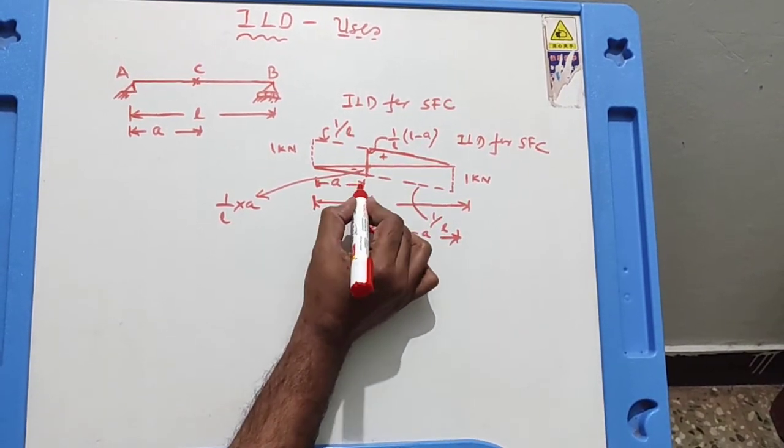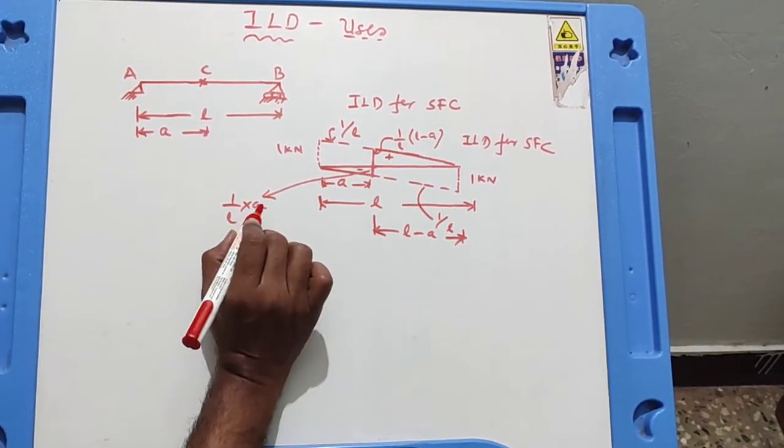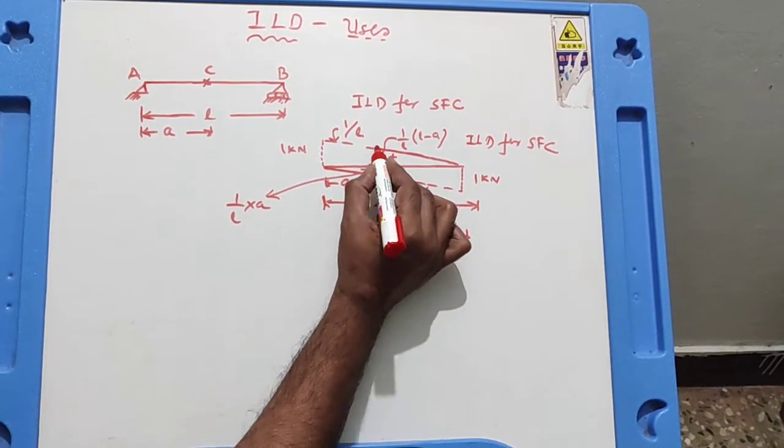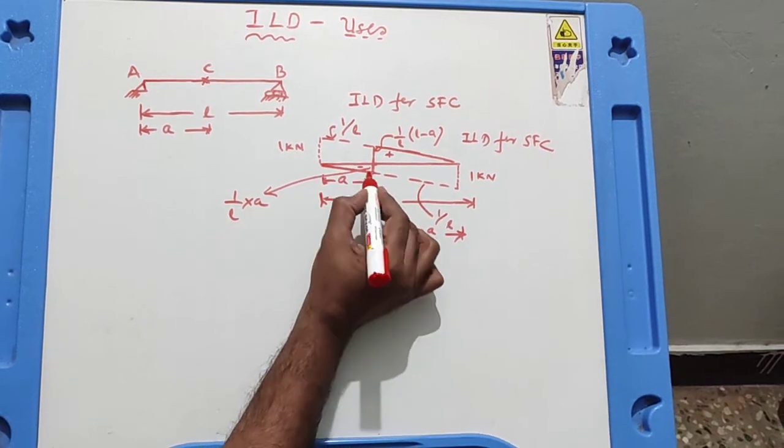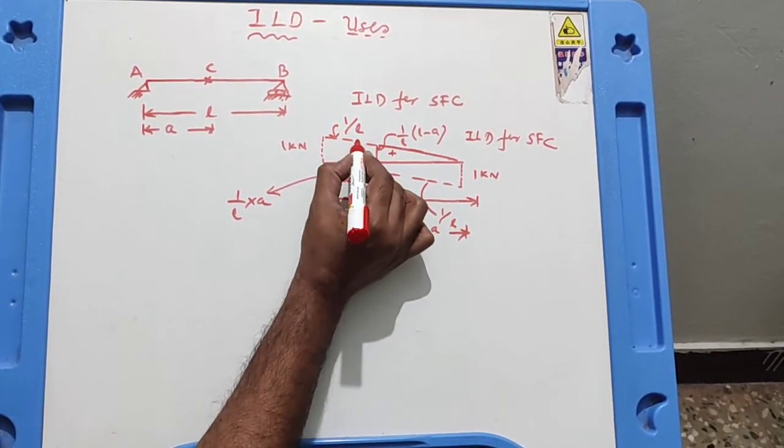That is at a distance A. Then darken this. So this is the influence line diagram for shear force at C. It has a positive zone and a negative zone. The positive zone is this, and how do we get this ordinate? The slope of this line first is to be obtained.